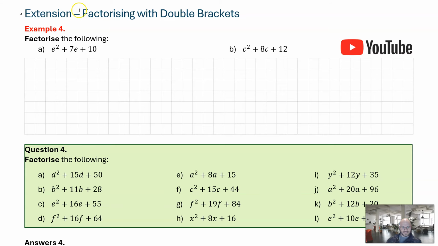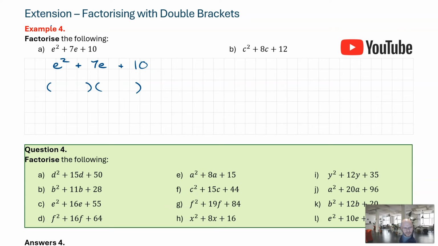Moving down, we have extension, factorizing with double brackets. Now these ones are a little bit tricky. For these ones, while there are methods to be able to reliably factorize, these methods are a bit out of reach for Year 8 students. So instead, we're going to have to rely on the guess and check method. Now, with the guess and check method, we know that these guys are going to be transferred into two brackets. The question is, what goes inside the brackets?